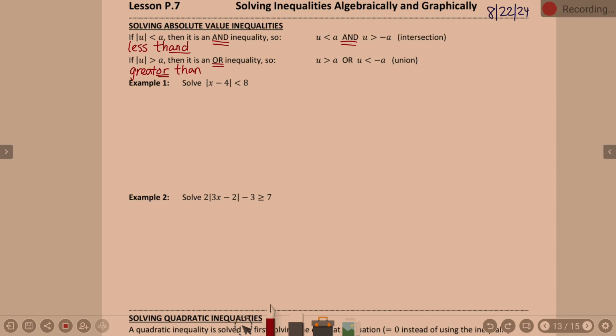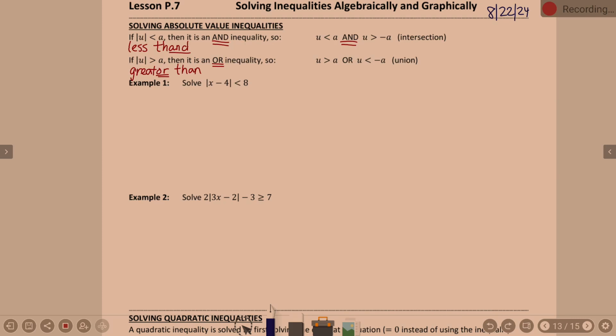So let's look at example 1. Example 1, the absolute value of x minus 4 is, what's that symbol? Less than 8. So when you see absolute value in inequalities, always make sure your absolute value is by itself first. In this case, my absolute value is the only thing on the left side. So I'm going to write two inequalities.